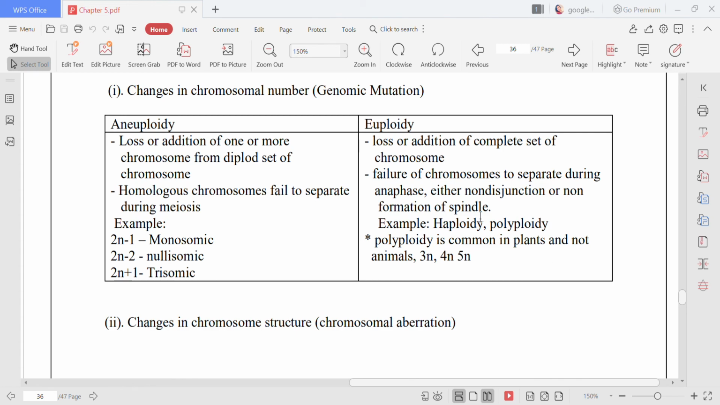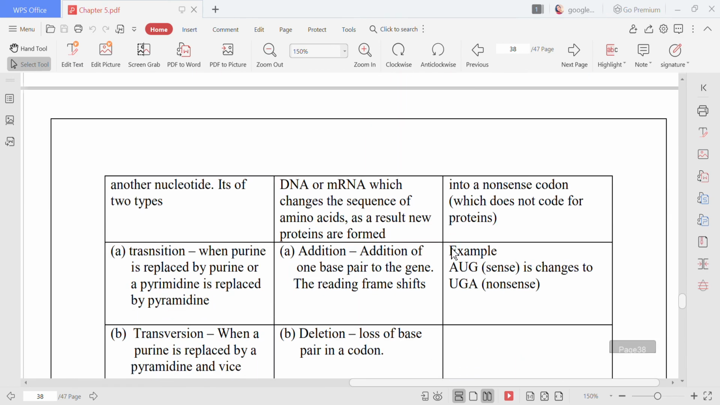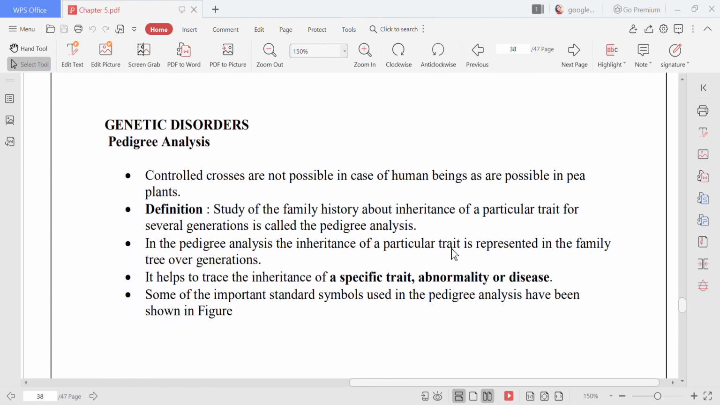Okay, so you will understand these things again when I discuss the DNA structure more clearly, right? So now we come to genetic disorders, which we will be doing in the next video.